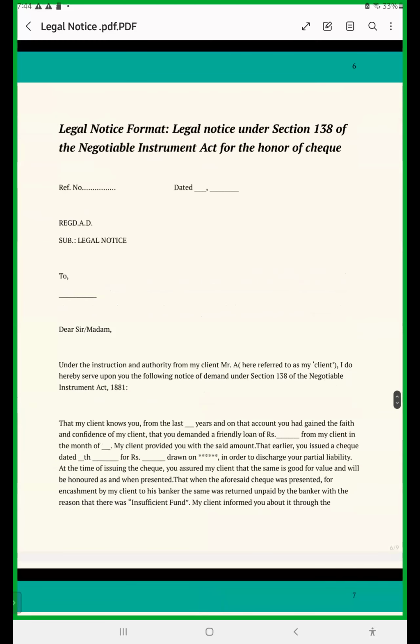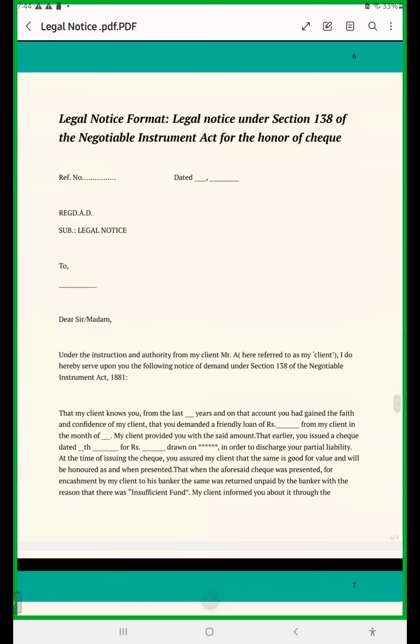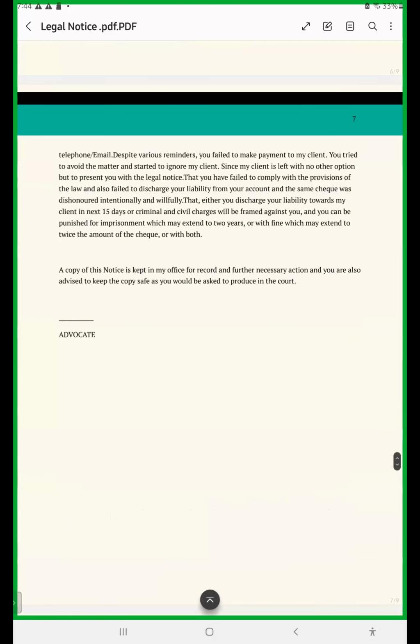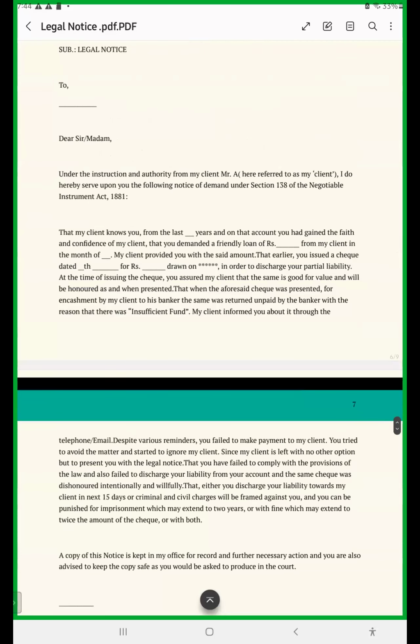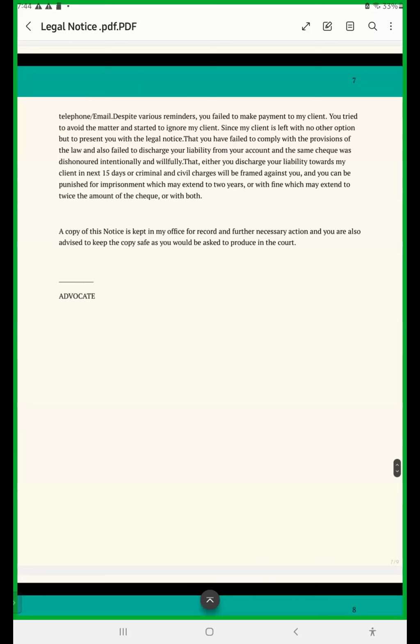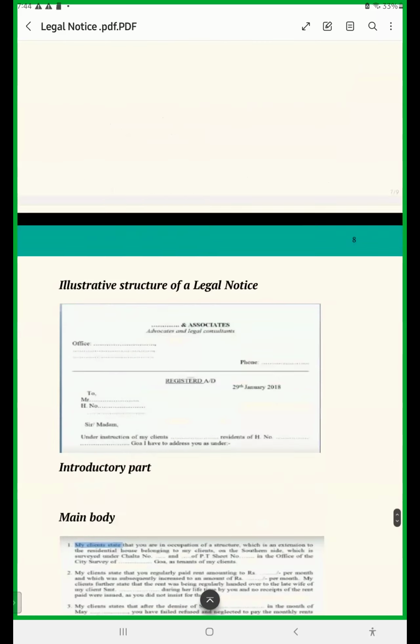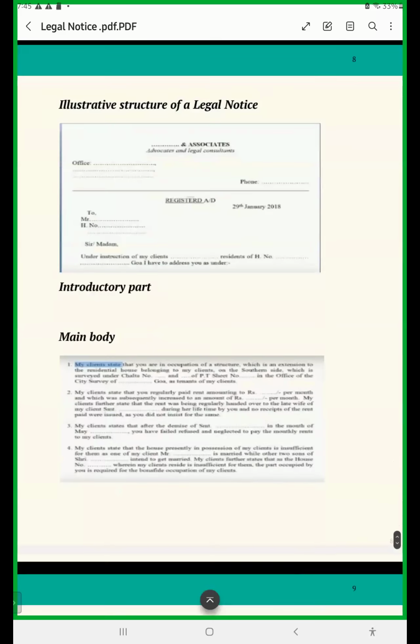This is how we make a legal notice according to section 130. Notices depend on many sections, like bounce of cheque, and one of the best examples is the negotiable instrument, insufficient funds in your bank. This is an illustrative structure of a legal notice which I have over here. You can make it this way too.